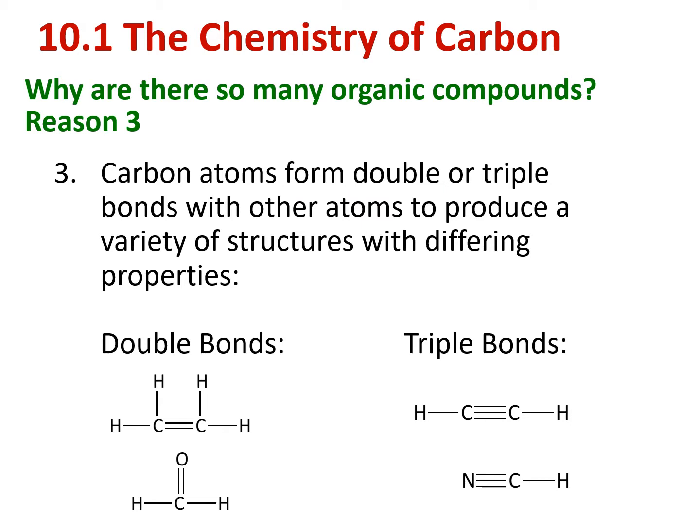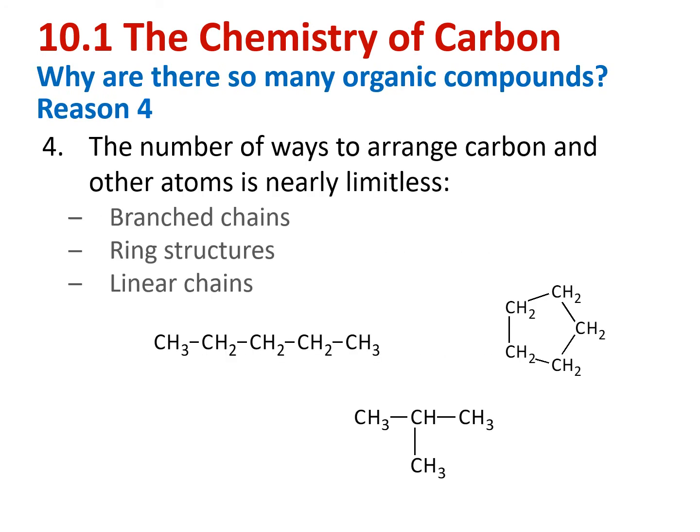Another property of carbon is that it can form double or triple bonds with other atoms to produce a variety of structures with different properties from each other. So as we can see in the diagram, it can make a double bond with carbon as well as with oxygen, and it can also make a triple bond again with carbon, with another carbon atom, and also with any other atom, which in this case is nitrogen.